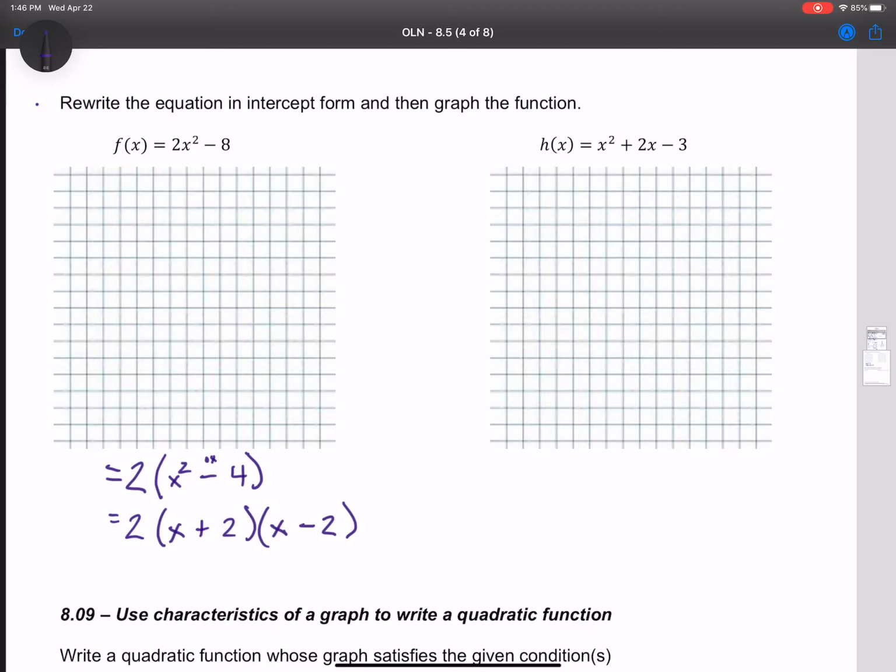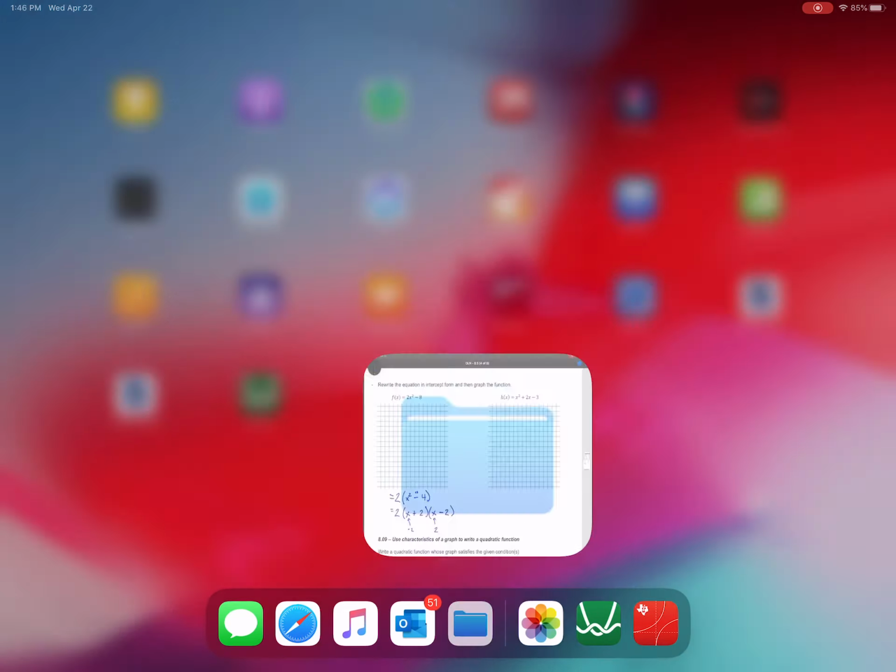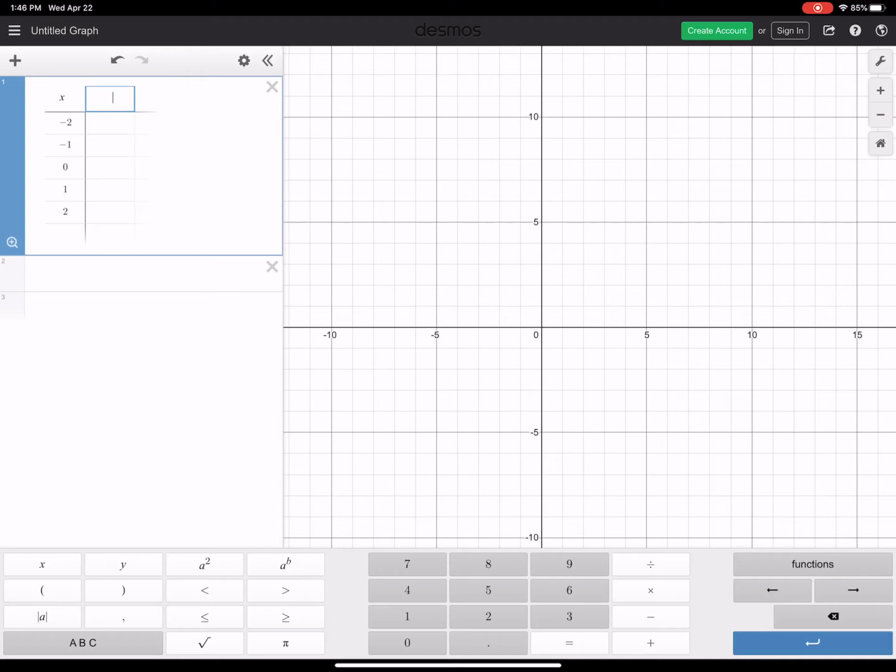All right, so now we are in intercept form. Just by looking at it, this should technically have an intercept at -2. This should have an intercept at +2. And then hopefully you can figure out the number in between those, which would be 0. All right, so let's go to Desmos and see what we have there.